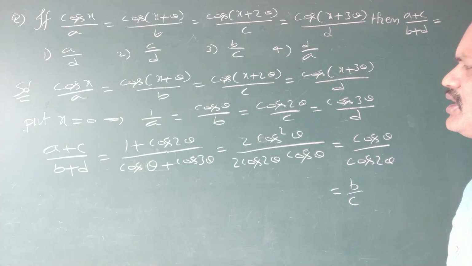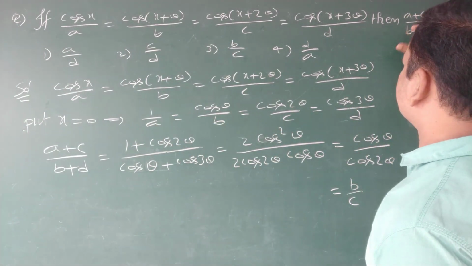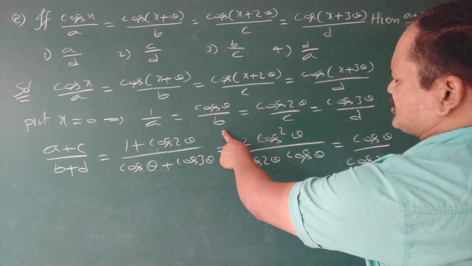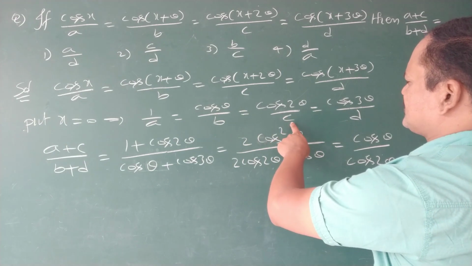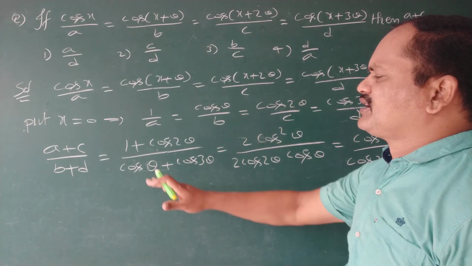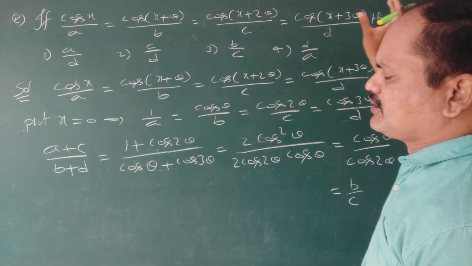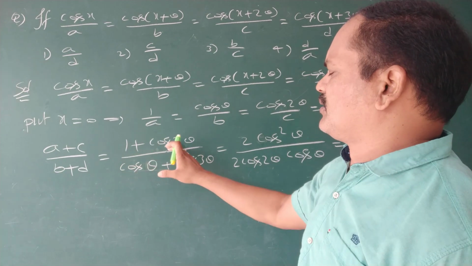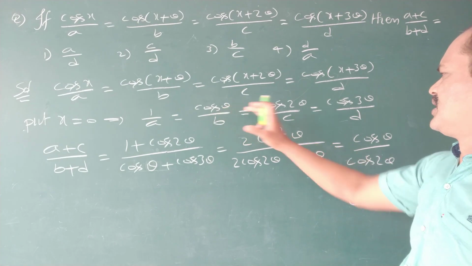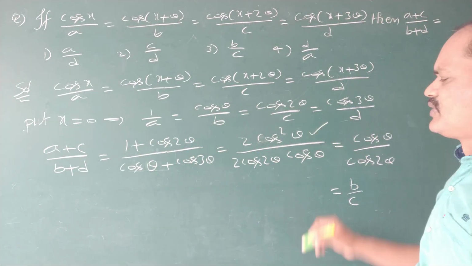Here it is homogeneous, (A plus C) by (B plus D), so instead of A we take 1, instead of B we take cos theta, instead of C we take cos 2 theta, and D is cos 3 theta. Then (A plus C) by (B plus D) is the required result. So A is 1, C is cos 2 theta, B is cos theta, D is cos 3 theta. Now 1 plus cos 2 theta is 2 cos square theta.